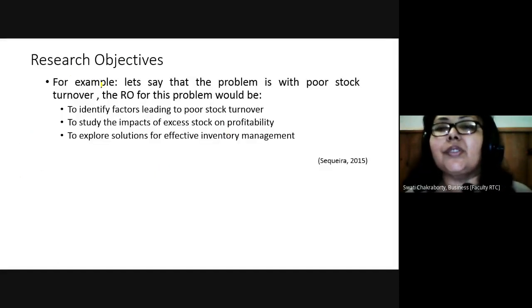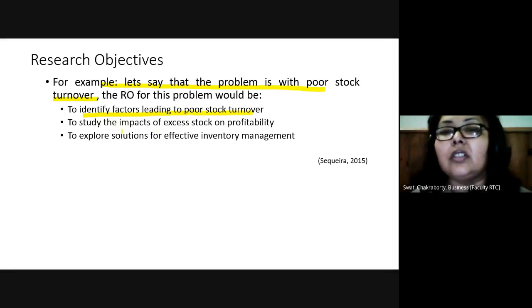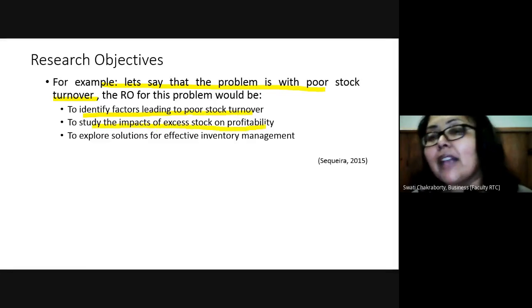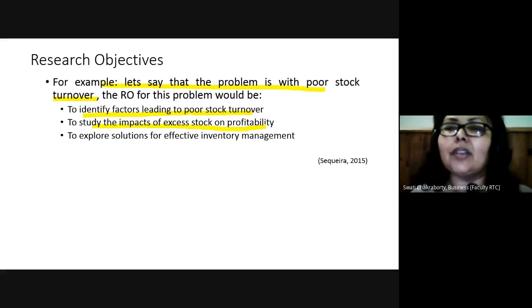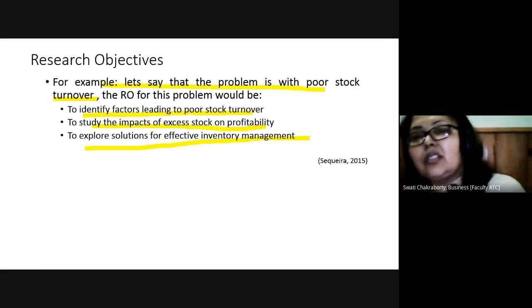Example of research objectives. Let's say your problem is poor stock turnover in an organization. Your research objectives would be to identify the factors leading to poor stock turnover, to study the impacts of excess stock on profitability. Why? Because poor stock turnover has led to loss. So what could be the impact of excess stock on profitability? And then, to find out the solutions for effective inventory management.